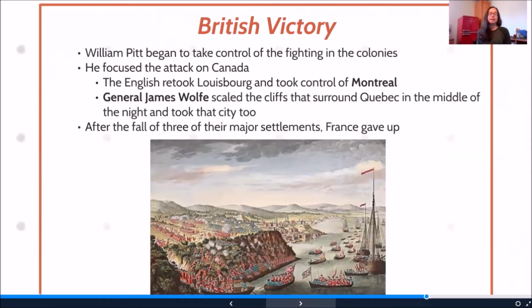William Pitt began to take control of the fighting colonies, and he focused his attack on Canada, where most of the French were. The English retook Louisbourg and took control of Montreal. General James Wolfe scaled the cliffs that surrounded Quebec in the middle of the night, and he also took that city. After the fall of 3 of their major settlements, France gave up.